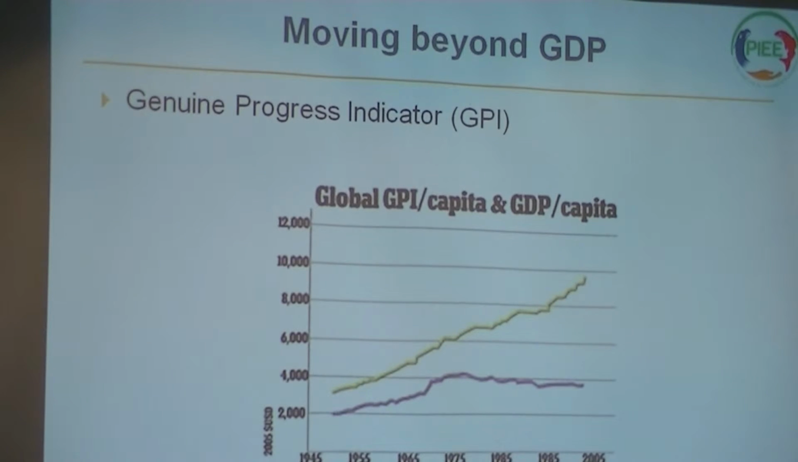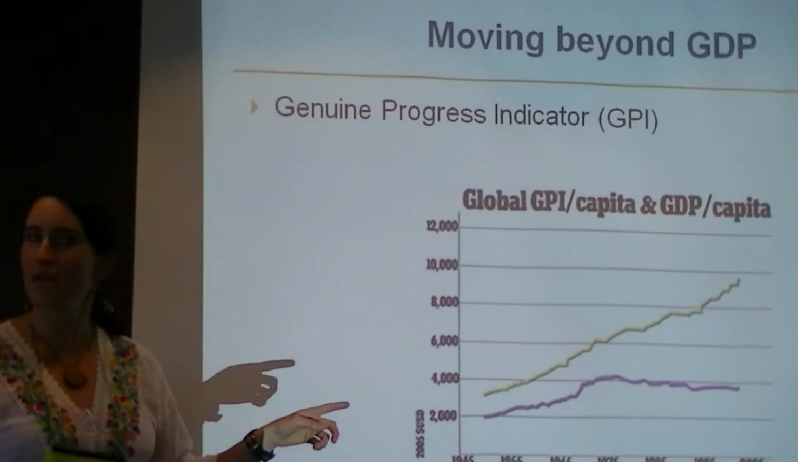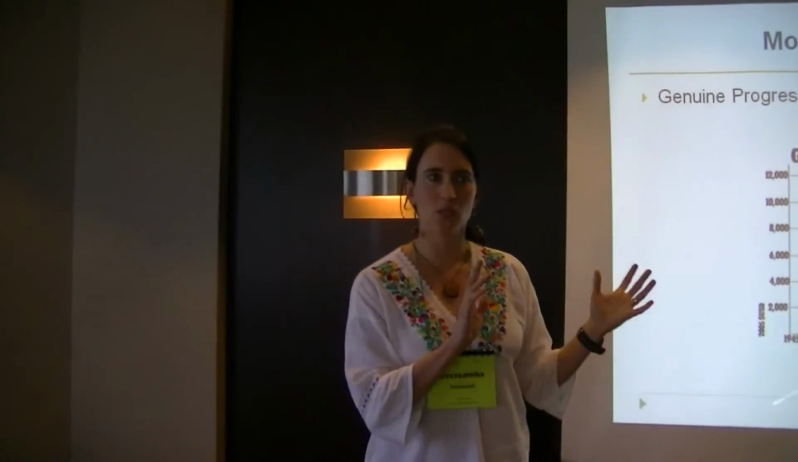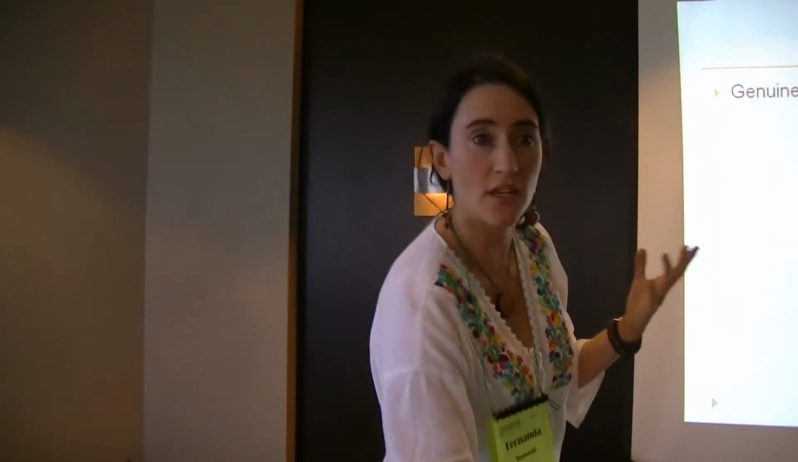And in 2013, a study, this is globally, they did the same thing for the whole planet. And they are showing very similar results. GDP per capita keeps growing exponentially. However, genuine progress isn't really growing, and it already peaked. So this is really food for thought to see if we need to use better indicators.